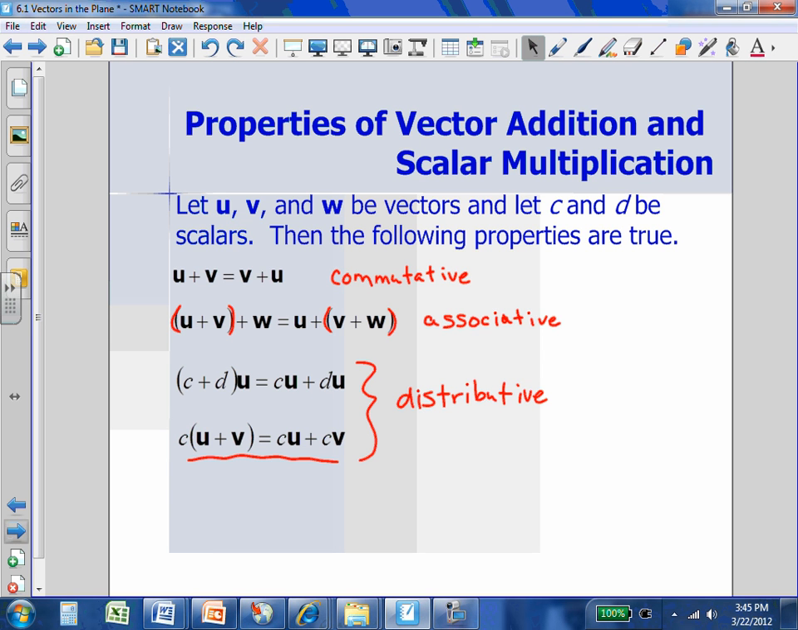Okay, so the rules that we had for real numbers also apply to these vectors. And I think that's where we're going to stop this one, and the next one will be unit vectors.